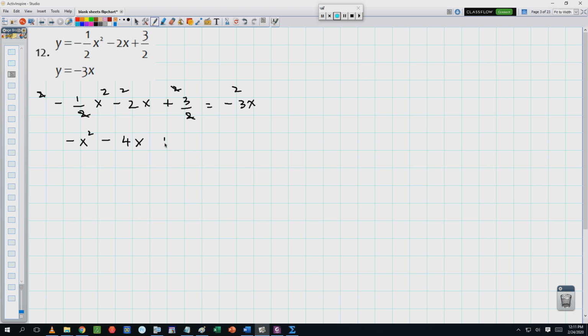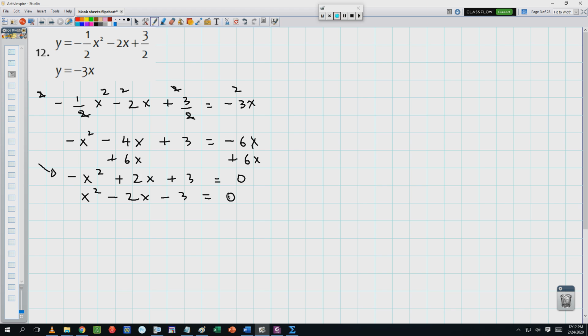Here the 2's cancel. And 2 and negative 3 make minus 6x over here on the right. I'll add this 6x over so that I get my equal to 0. I'll have negative x squared. Negative 4 plus 6, that'll be 2x in the middle, plus 3. Don't like this negative, so I'm going to change it. But I change everything on both sides. And since 0 doesn't have a sign, 0 stays 0.